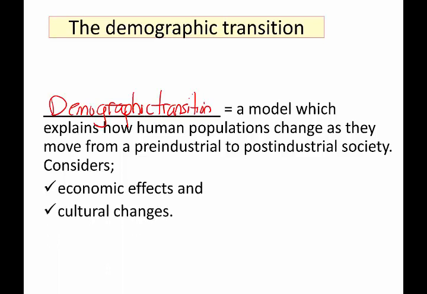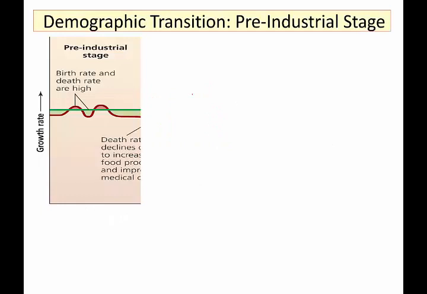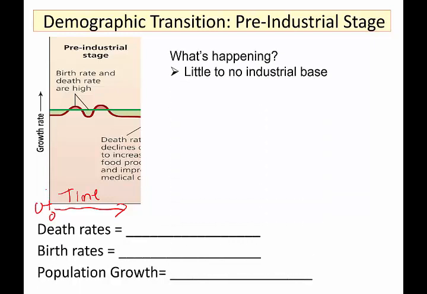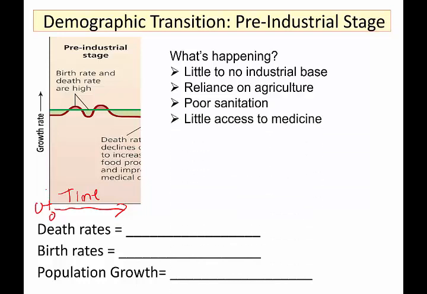There are 4 stages to this demographic transition. The first stage is called the pre-industrial phase. And so we can see over here on the x-axis, even though it does not show it, we're looking at time. So imagine this is 0. On the y-axis, we're looking at growth rate. So what's happening during this period in a country is that there is little or no industrial base. And so most people rely on agriculture for food and for income. There's generally very poor sanitation and little access to medicine.